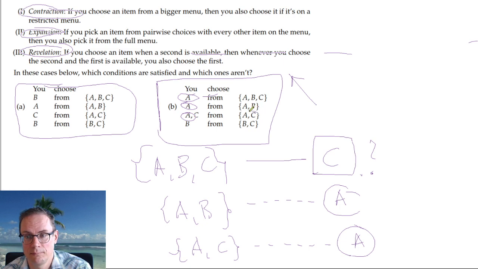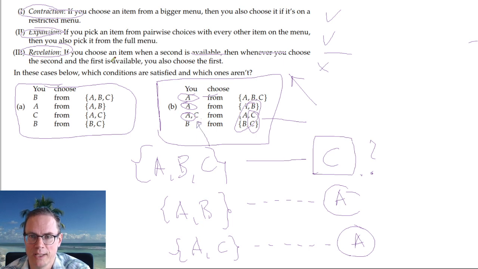C does not beat everybody in pairwise contests, and B doesn't beat everybody in pairwise contests. So expansion is also satisfied, but revelation is not satisfied, because you pick C from A and C, okay? So you pick C.